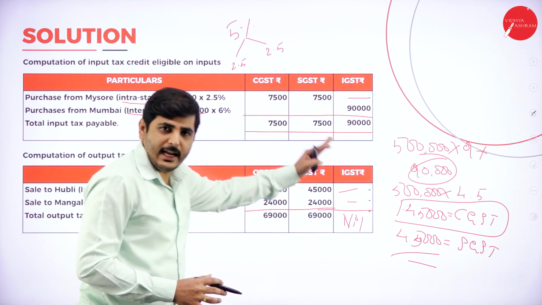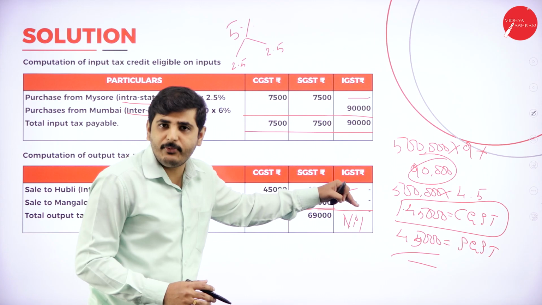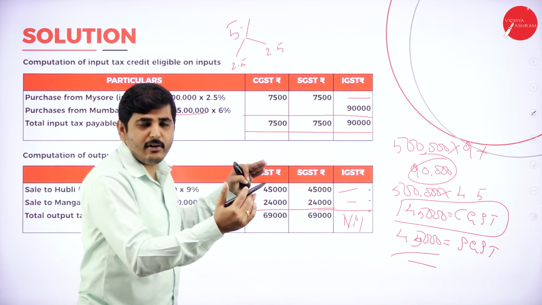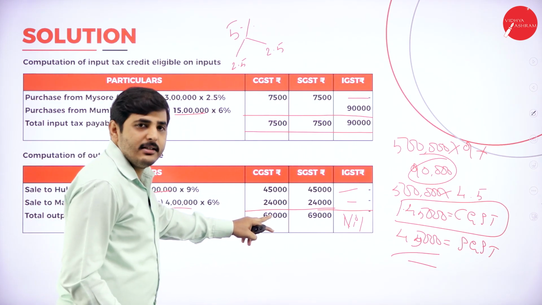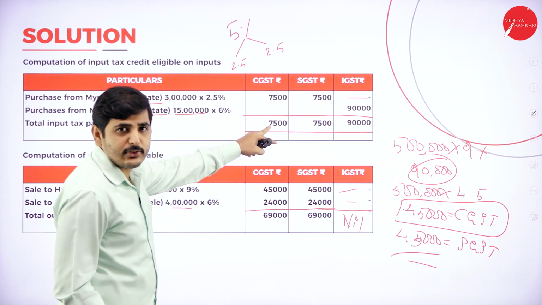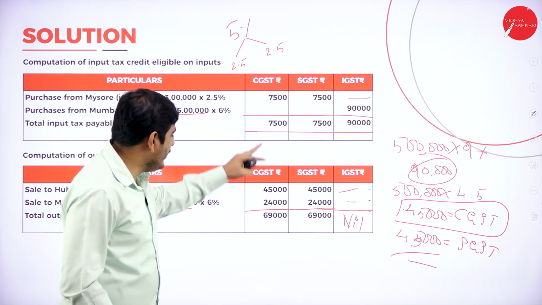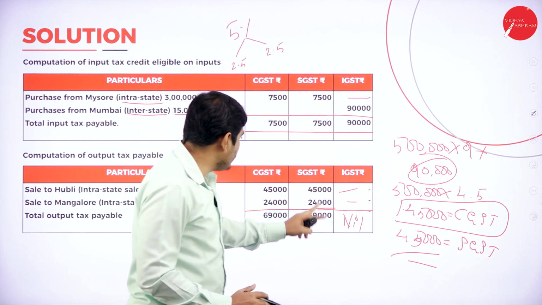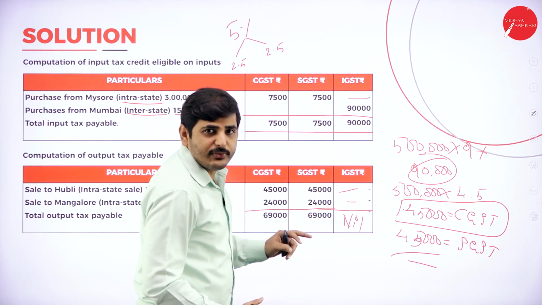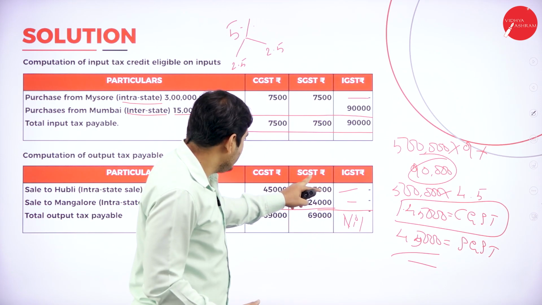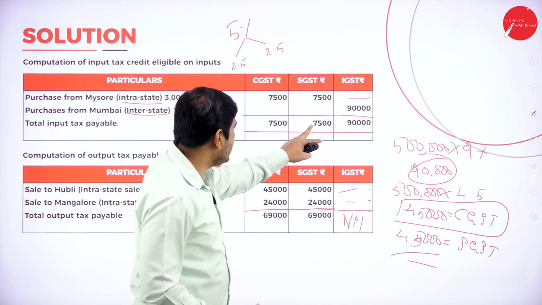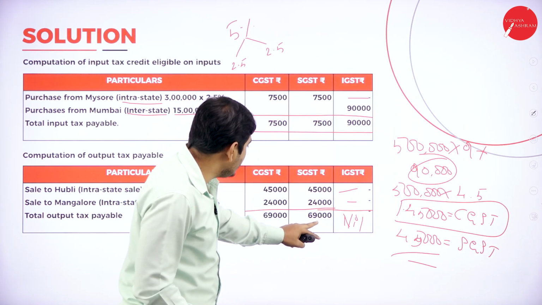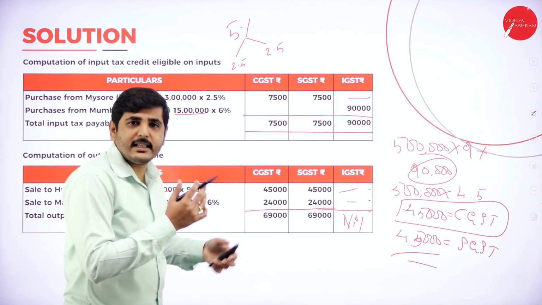Now there is a mechanism to set off and carry forward. This is called the process of set off and carry forward. What is set off? While paying the CGST, already I have paid the tax to the extent of 7,500. So this amount will be deducted. Remaining tax is payable. This process is called set off. Again here also already I have paid to the extent of 7,500. So now how much tax payable under SGST? 69,000. Deduct the tax paid on the SGST, 7,500. So 69,000 minus 7,500. Remaining tax is payable to the government.